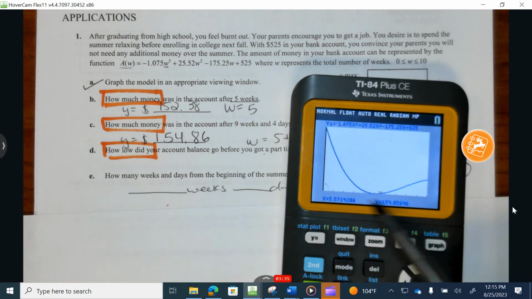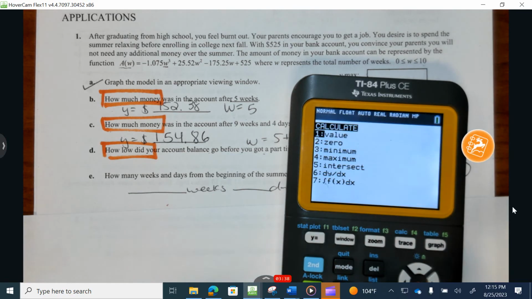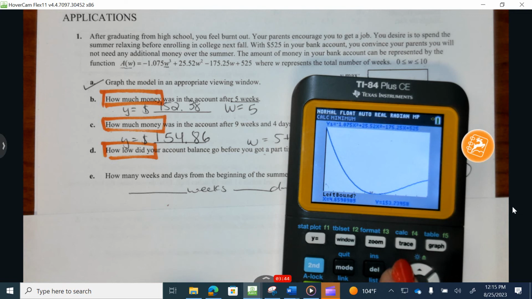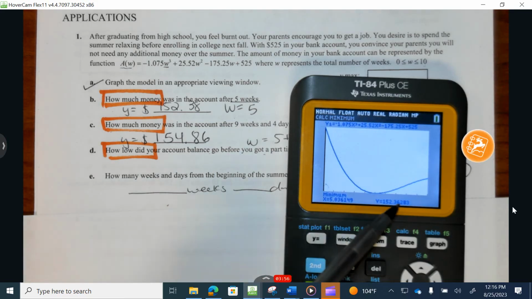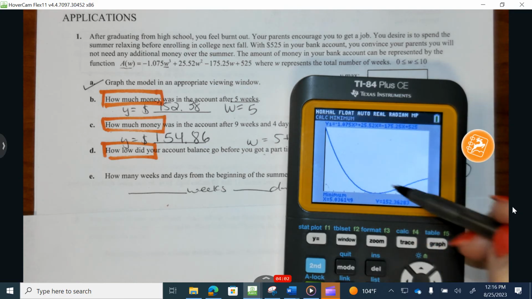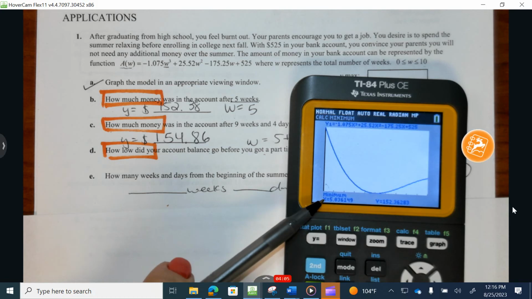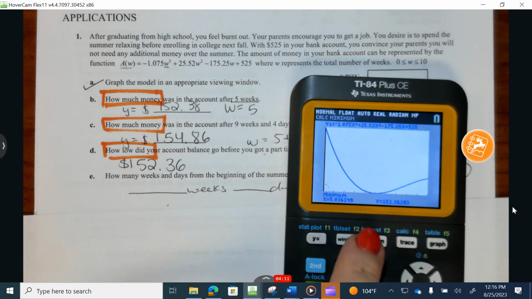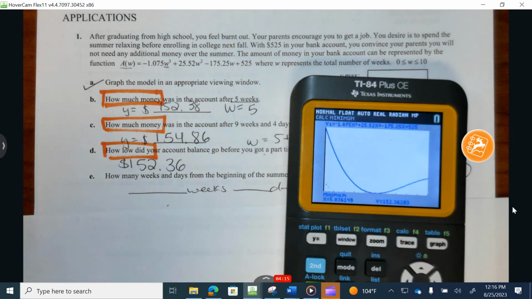How low? I want to know this low point. How low does your balance go before you get a part-time job? Second trace, finding the minimum. I'm going to start by the lowest point, what appears to be the lowest, and then follow the directions. Go somewhere to the left, press enter. Come back, go somewhere to the right, press enter, and then go in where you think the lowest point is and press enter. Now sometimes students ask, which answer am I supposed to write down? Remember, your Y's are going to express how much money you have in your savings account after a given amount of time. So you have $152.36 in your bank account. That's the low before you get a part-time job and start to replenish the bank account with more money.